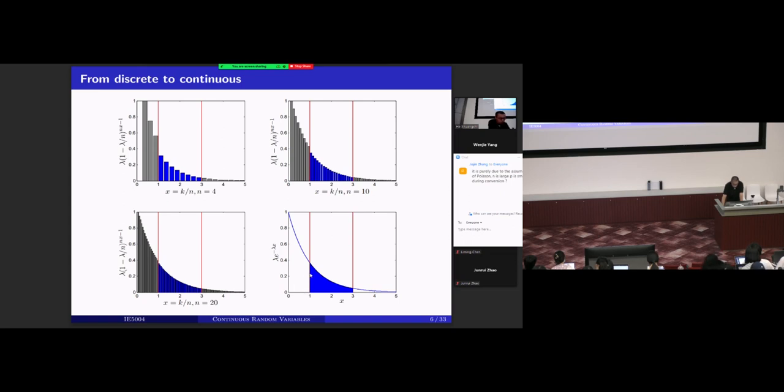So now, what is the probability density function? It is just this blue curve, right? Which is the limit of the boundary of those bars. So that's how to understand this probability density function. No questions? If no questions, we can take a 10-minute break.